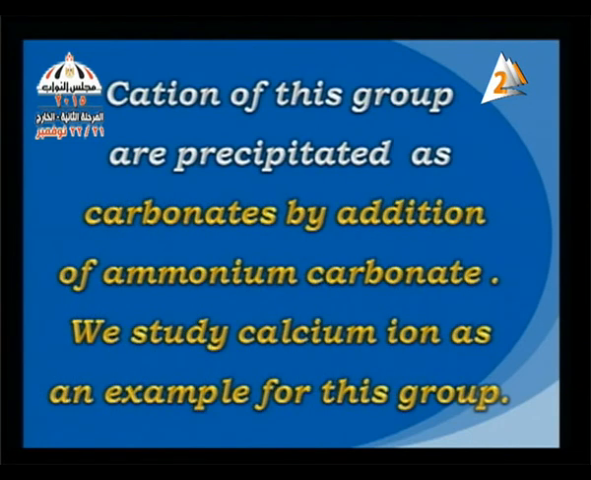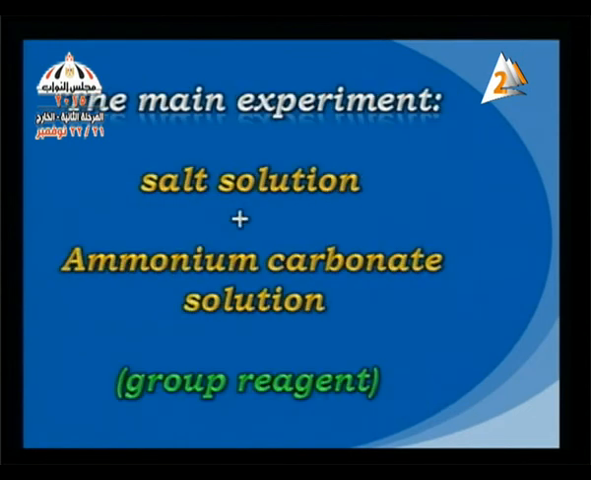Tell me, calcium has a main experiment. This main experiment is salt solution plus ammonium carbonate solution. It has an important result. Tell me, what is the result? The result depends on the group reagent here, meaning the ammonium carbonate solution. When I ask you why we say it's a group reagent, it's because it's the main experiment here.